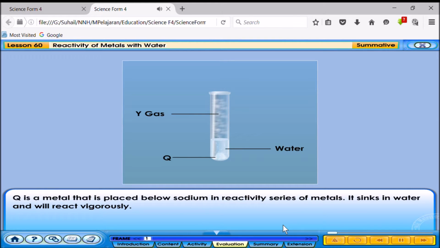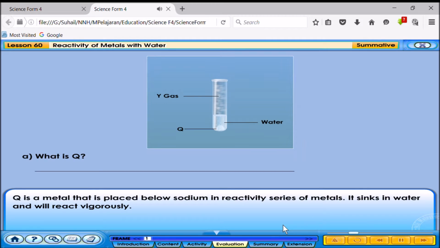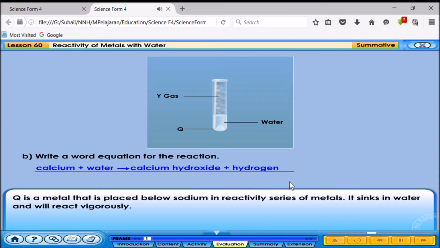Q is a metal that is placed below sodium in the reactivity series of metals. It sinks in water and will react vigorously. Click each line to check your answer. A. What is Q? Calcium. B. Write a word equation for the reaction. Calcium reacting with water produces calcium hydroxide and hydrogen.